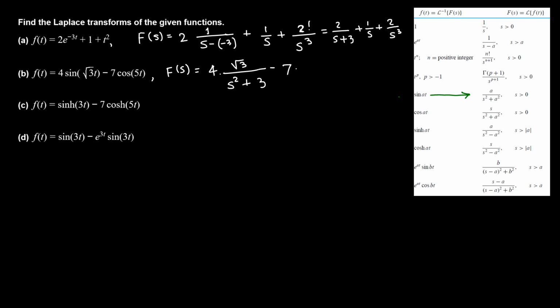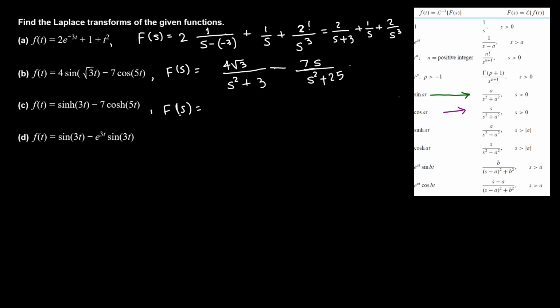cosine 5t, which is here cosine at. So that's s over s squared plus this b or a, which is 5 squared, 25. And this is it. If you simplify, 4 root 3 on the top, all you can do is just move the 4, and here move this 7 to the top. Minus 7s over s squared plus 25. Okay, let's move to the third.